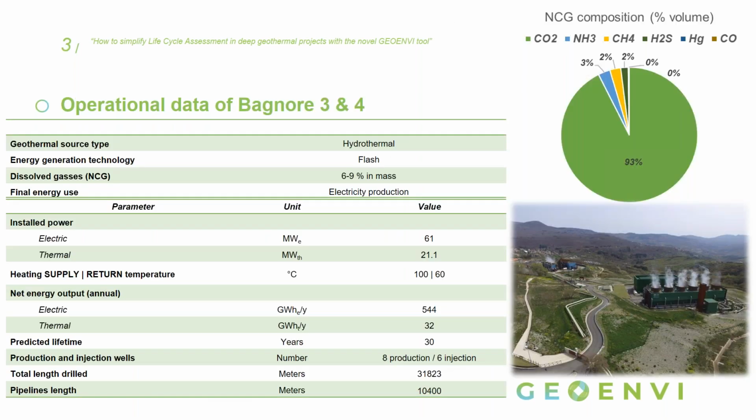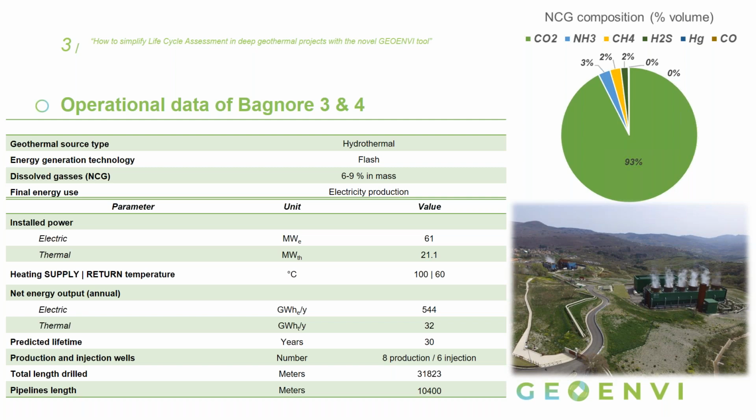I'll give you some technical detail. The geothermal source is hydrothermal type with a dissolved gas concentration between 6 and 9 in mass. On the top right side of the slide, you can see the composition of the non-condensable gases, which is mainly CO2, with a smaller amount of ammonia, methane, and hydrogen sulfide. The final energy use is primary electricity production.